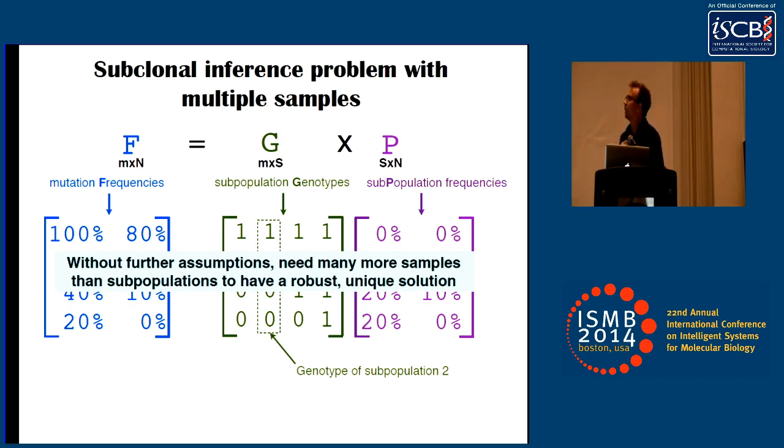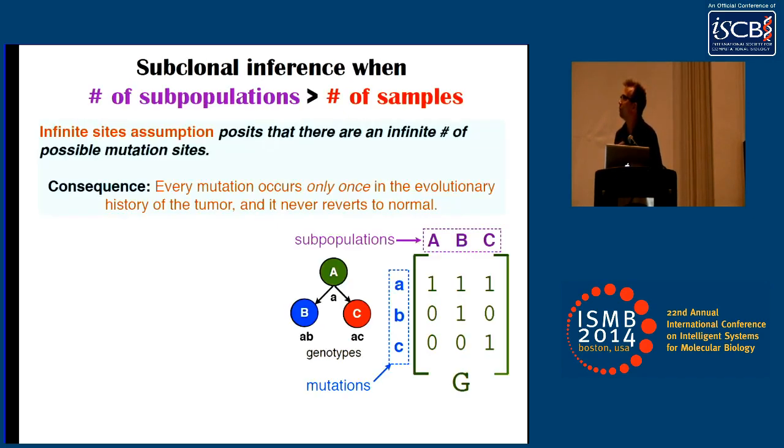And that assumption was one of the assumptions that Immon was making, as he pointed out, is called the infinite sites assumption. So the idea here is that the genome's quite large, right? You have 3 billion locations that mutations can occur. Only tens of thousands of mutations actually occur in the genome. So the overlap of mutations is rare enough that you can assume that there's an infinite set of possible mutation sites, so that every mutation only occurs once in the evolutionary history, and it never reverts to normal once it occurs.